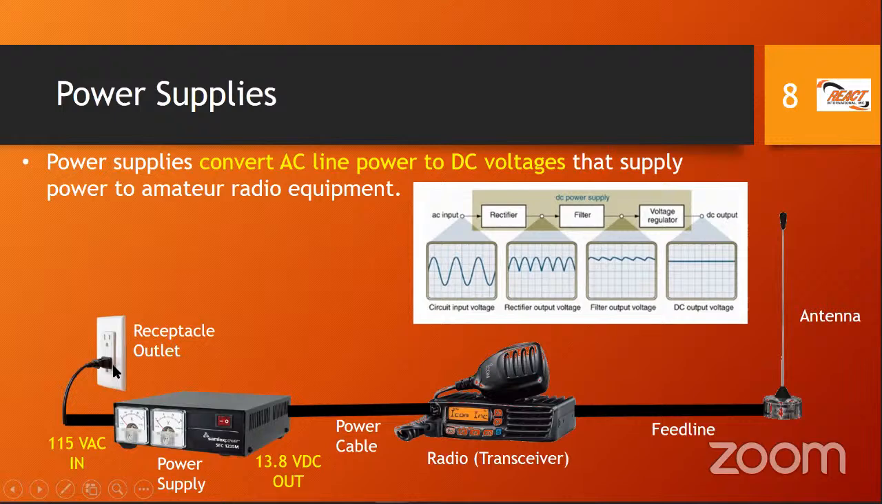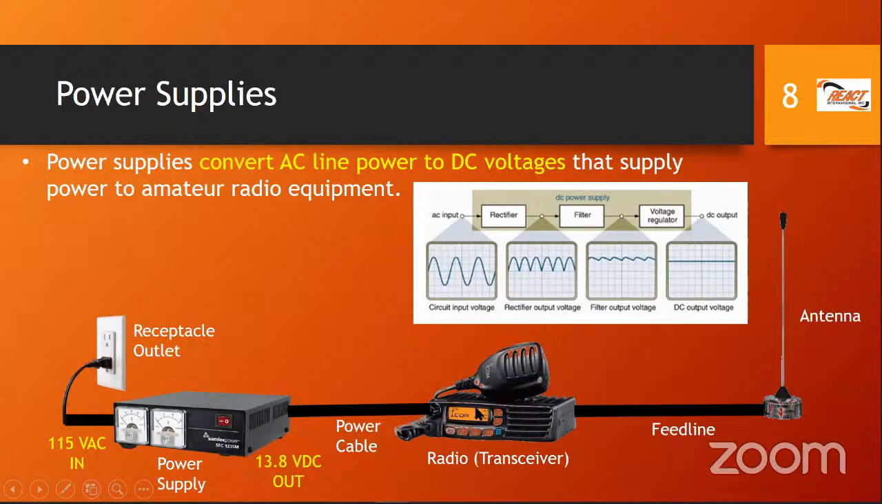It's plugged into your wall outlet, or what we refer to as the receptacle outlet. So you will have this on your wall at home. You plug the power supply in, and you supply it with approximately 115 volts, depending on where you are in the world. You may have a different supply voltage, and that converts it now into the supply that the radio requires. The radio, you cannot plug usually straight into the wall outlet.